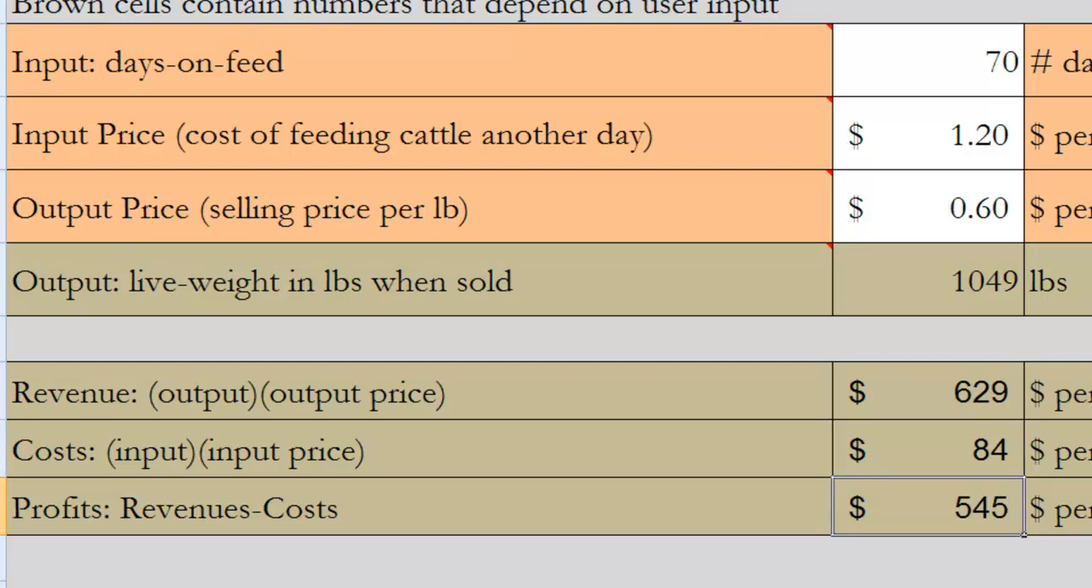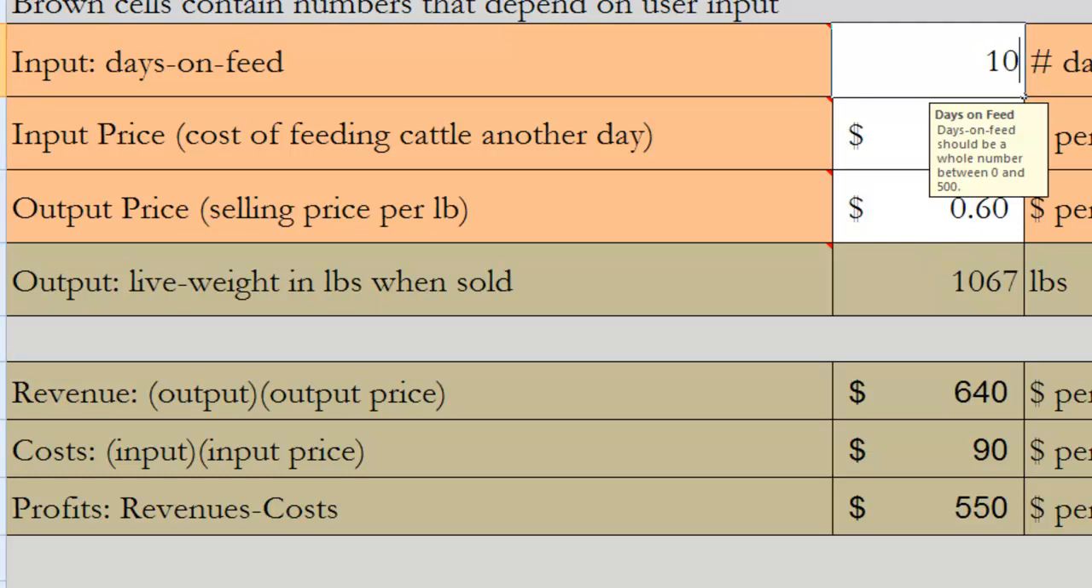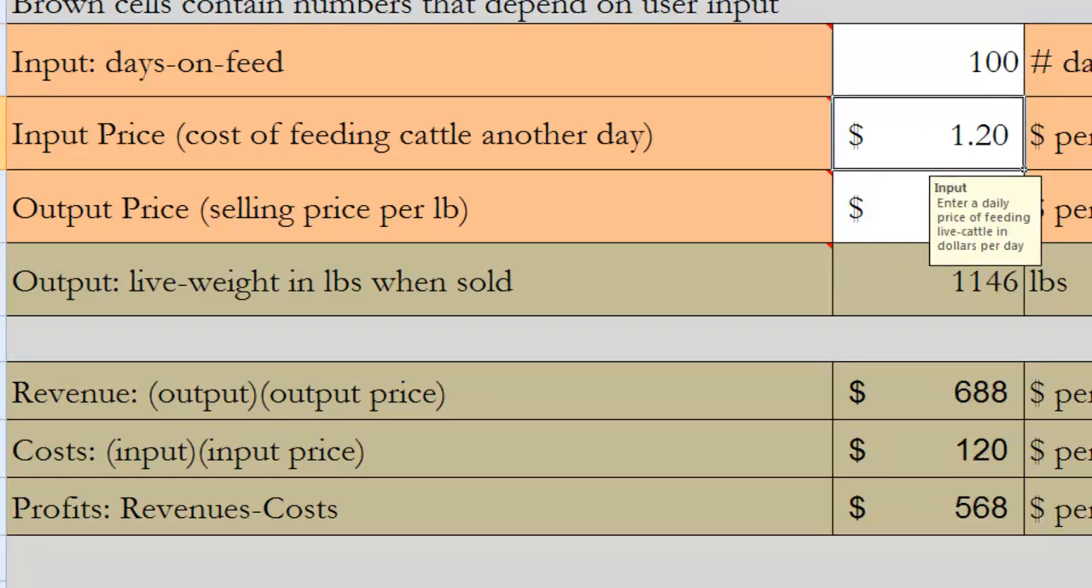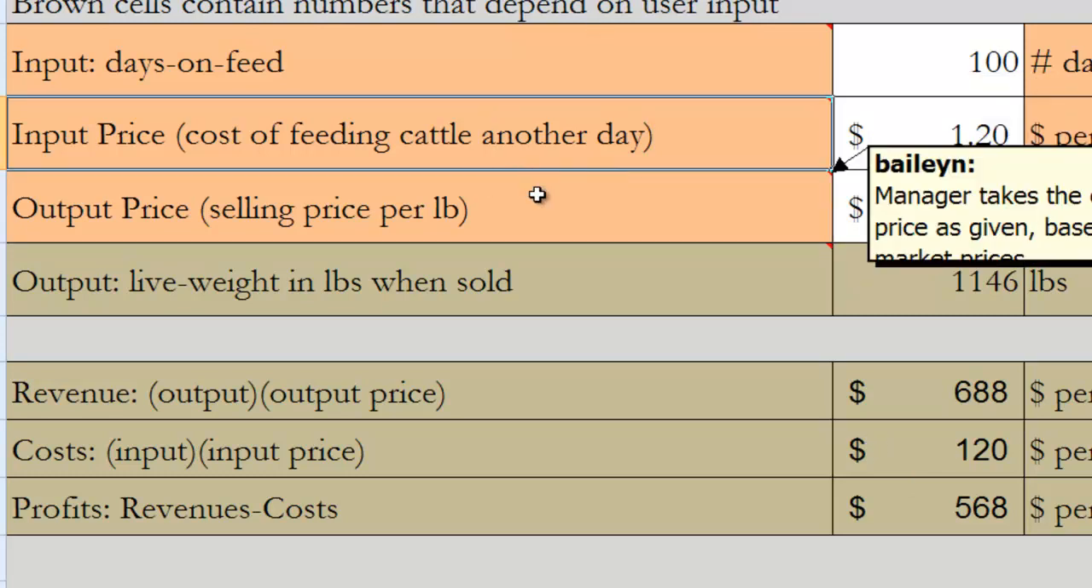Now keep an eye on this cell right here, profits, revenues minus costs. What happens if I go from 70 days on feed to 75 days on feed? Profits go up. What about 75 to 100 days on feed? Profits go up. The manager could sit here and just keep fiddling with days on feed until he finds the one that maximizes profits. But ideally, the manager could just put in the input and output prices, and the spreadsheet calculates for him the number of days on feed. And one way we can do this is using Solver.